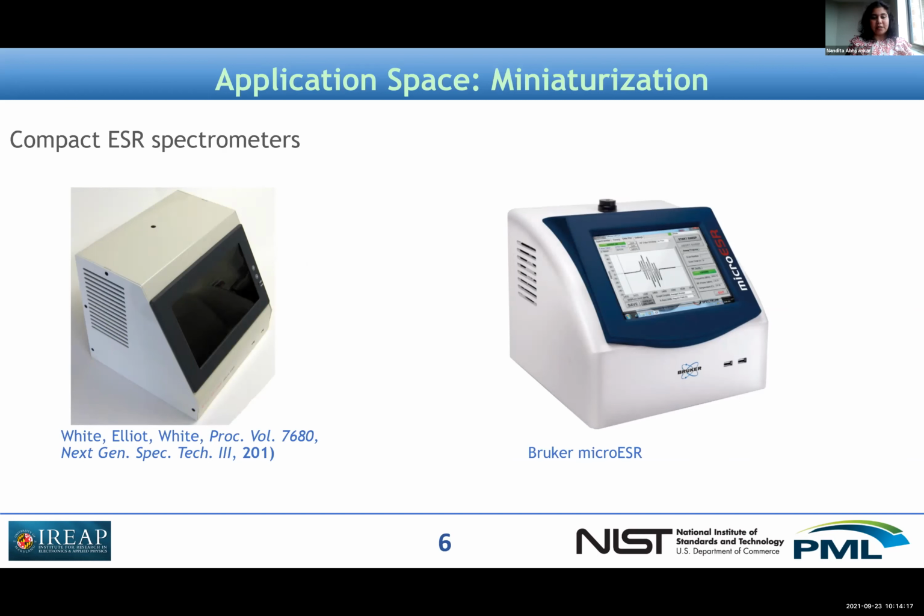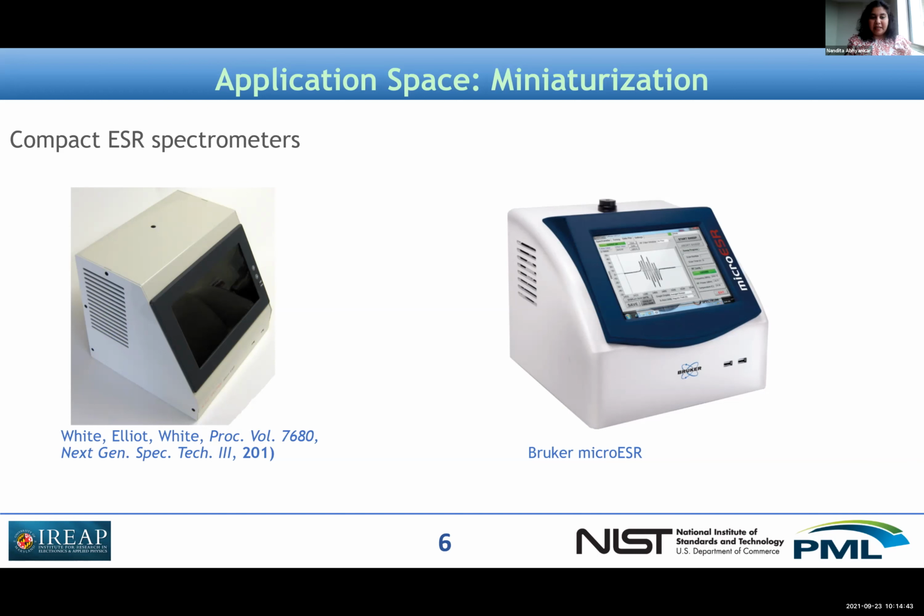So the idea of using permanent magnets for making miniature EPR spectrometers is pretty old. It's been reported. The first idea was reported, I think, more than a decade ago. And this is possible in EPR because the static field homogeneity requirements are much less stringent than, for example, in NMR. And so we can get away with using permanent magnets.